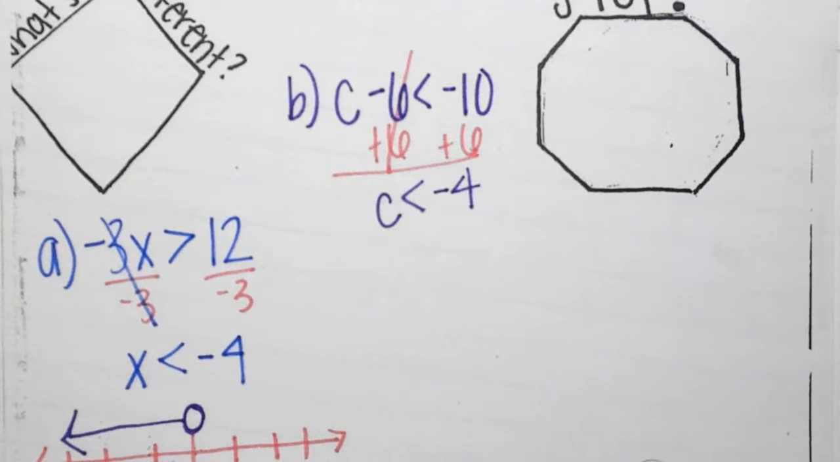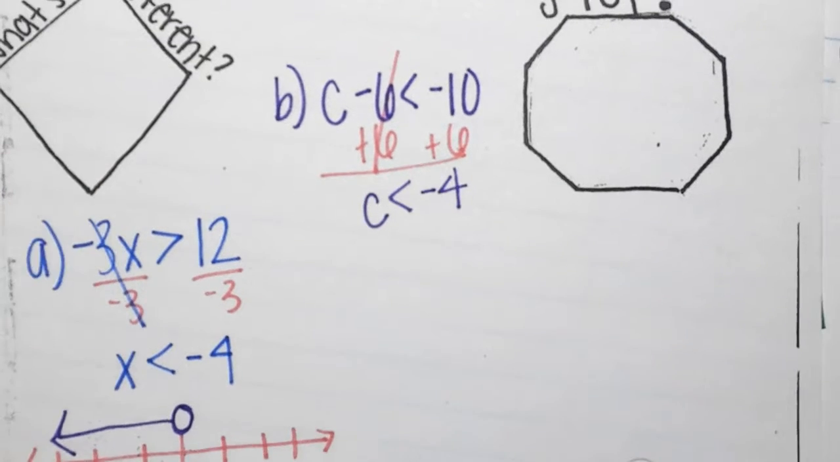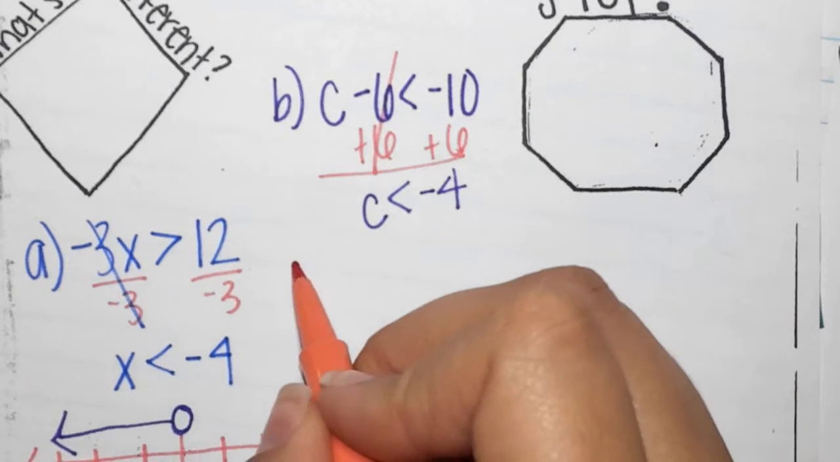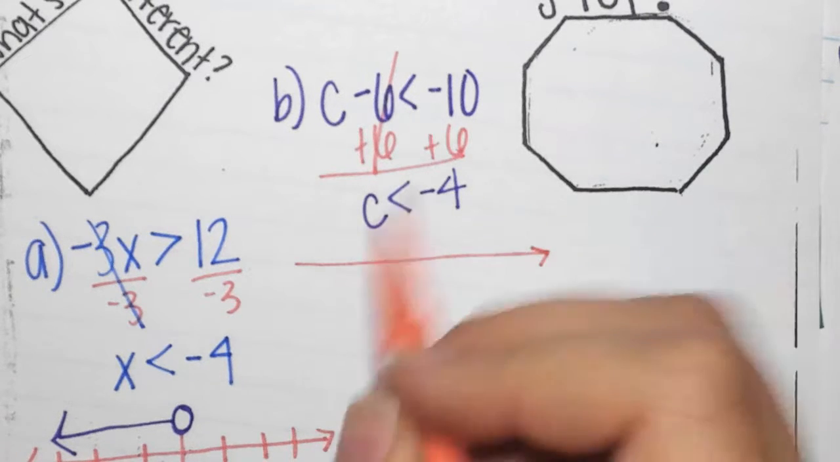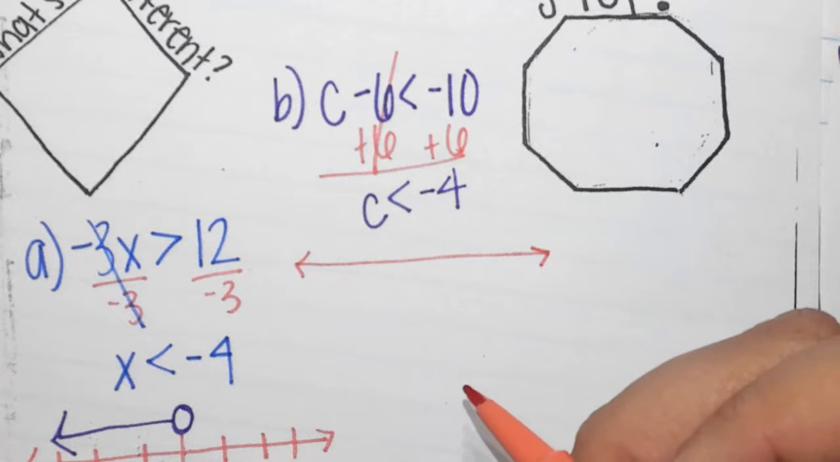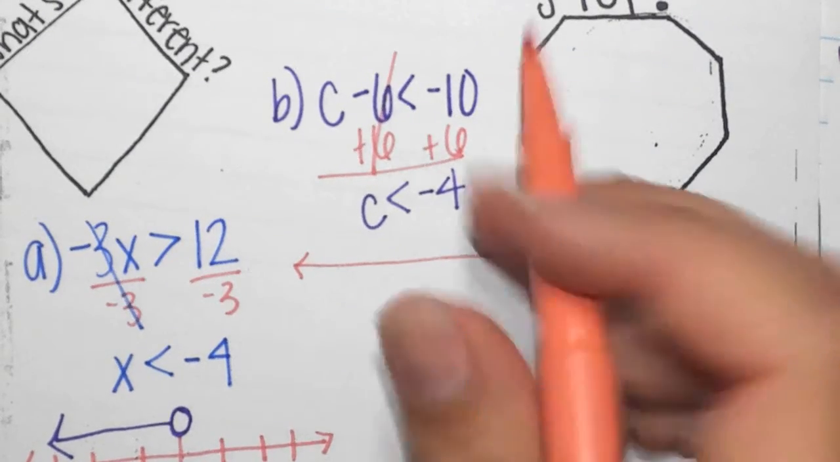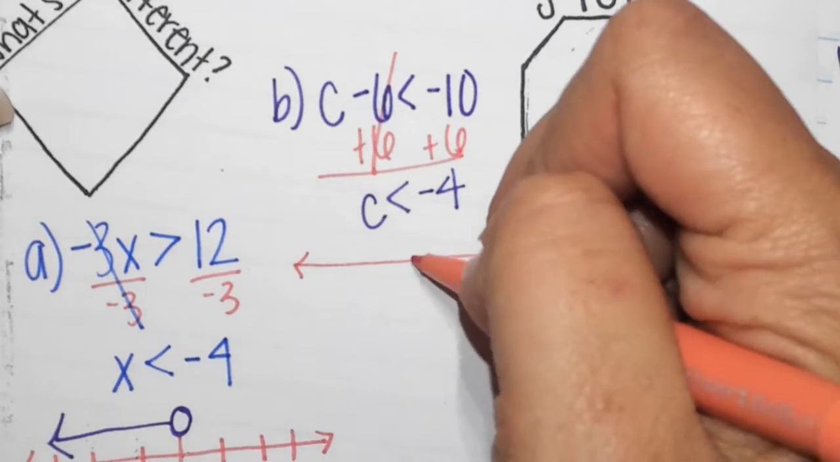All right, now, are we done with this problem? We do have to graph. Dominique, can you tell me why we graph? So we know what C could be. Take a point. Because it's another way to represent our answer, right?